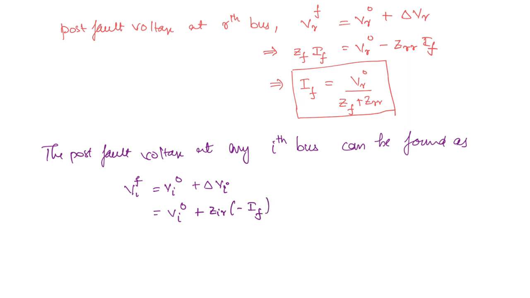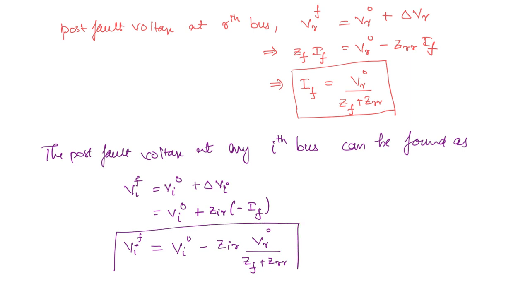We have already found the fault current, so VIF is VI naught minus ZIR into VR naught divided by ZF plus ZRR. This is the expression for any ith bus, that means not just the bus where the fault is occurring, but any other bus. This is how you find out the fault current as well as the post fault voltages using the Z bus impedance matrix.